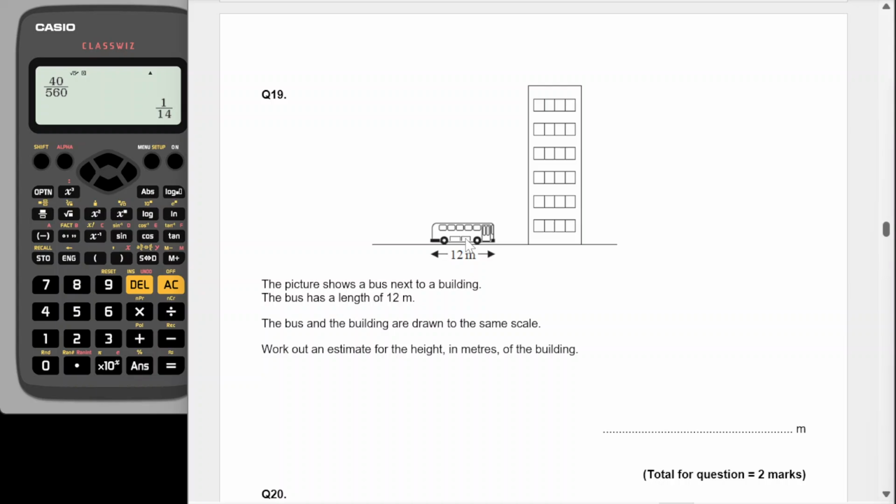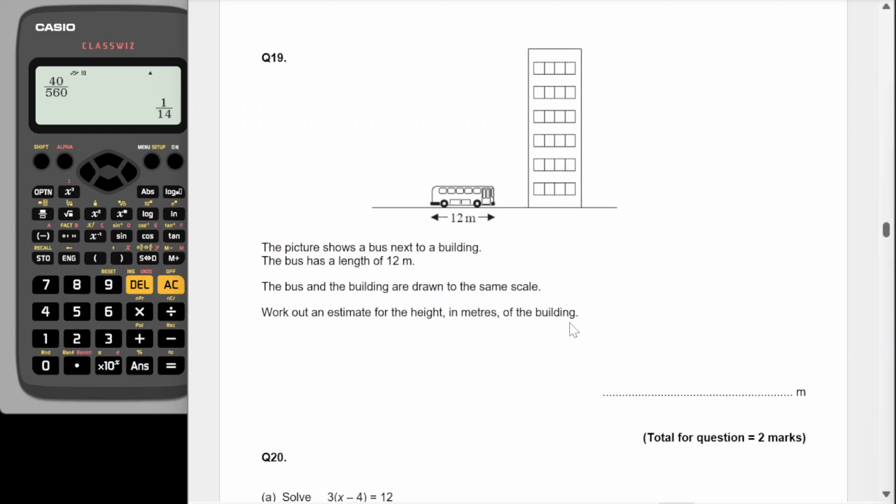Okay, question 19. Look at my chapter index, I thought I wrote that down wrong. Okay, the picture shows a bus next to a building. The bus has a length of 12 meters. The bus and the building are drawn to the same scale. Work out an estimate for the height in meters of the building.